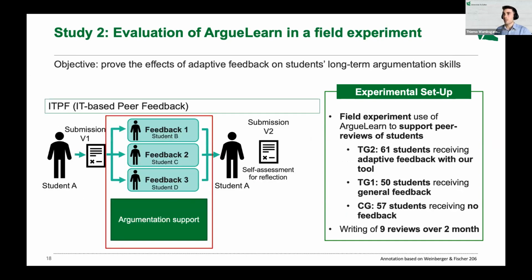Second, in our second study, we evaluated our tool and the design principles in a field experiment over a time of 2 months. Our aim was to prove the effect of adaptive feedback on the metacognition argumentation skills of students. Thereby, students conducted a writing exercise where they wrote peer reviews to fellow students, and we provided them with adaptive feedback on the argumentation. The treatment group received adaptive feedback based on our design principles and our tool. The treatment group 1 received only adaptive general feedback based on the design principles, and the control group received no feedback. In total, students were writing 9 reviews over 2 months.